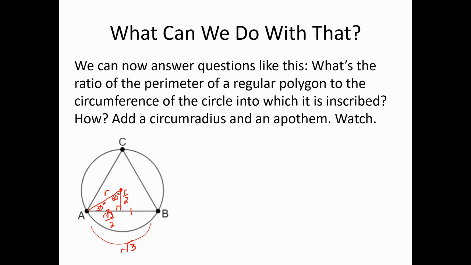So if you have a circle circumscribed about a regular polygon, that is, equivalently, a regular polygon inscribed into a circle, the side length of the regular polygon, well, triangle, is the radius of the circle times root 3. And you can do this for any number of sides. It's a powerful technique.